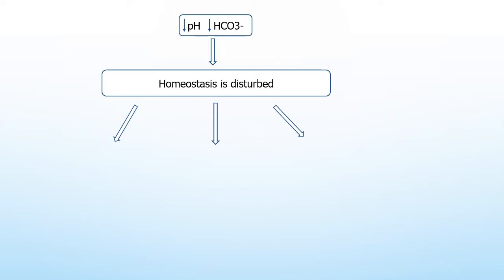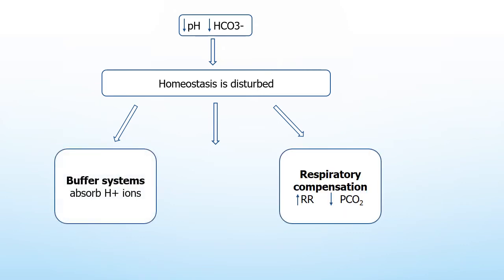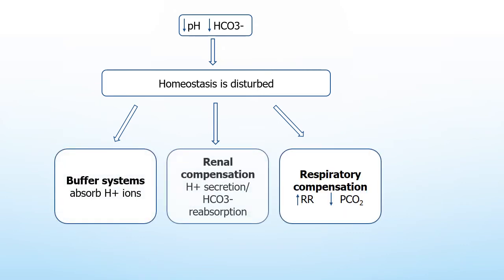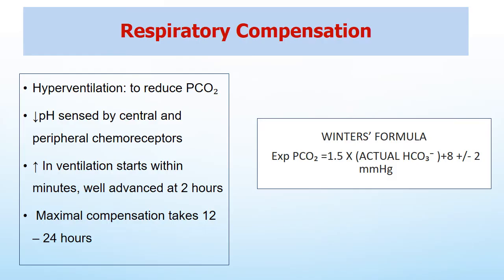And now our three mechanisms come into action, which is the buffer system, the respiratory compensation, and the renal compensation. The buffer system tries to absorb the hydrogen ion and hence to decrease the pH change. And in the respiratory system, there is increase in respiratory rate, decreasing the PCO2 and increasing the pH. And renal compensation acts by increasing hydrogen ion secretion or bicarbonate reabsorption.